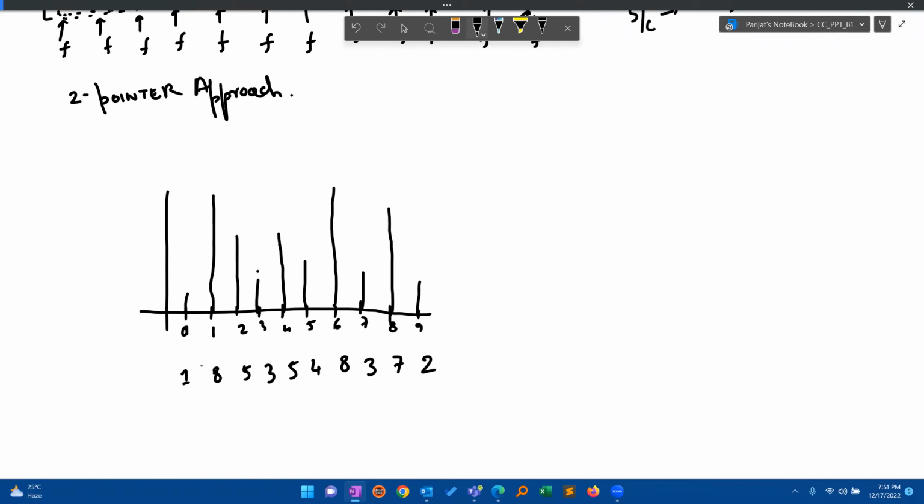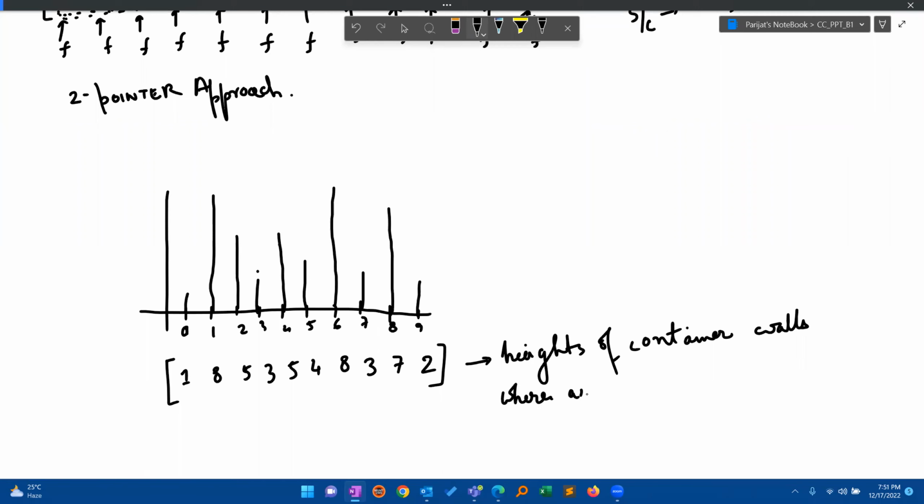So the array basically gives you, the input is now an array, so you are given heights of container walls, where ARR I basically tells the height of the wall at position I or at index I, whatever you want to consider.